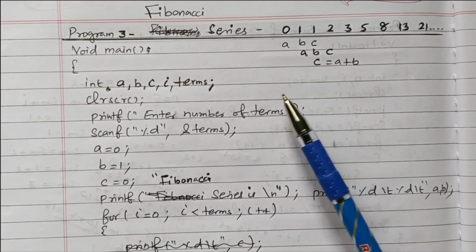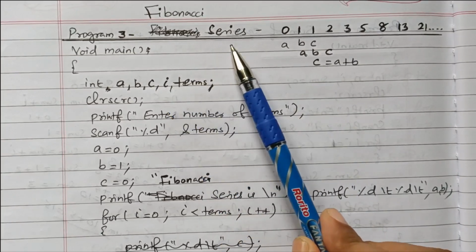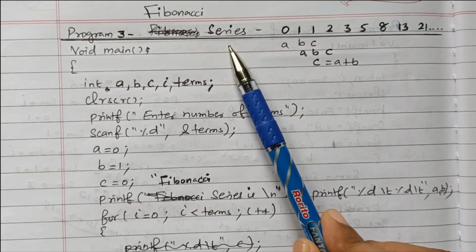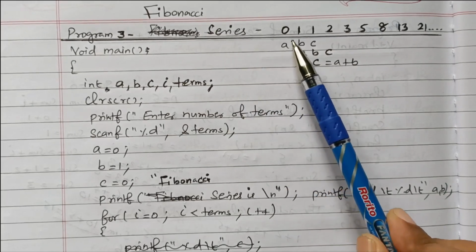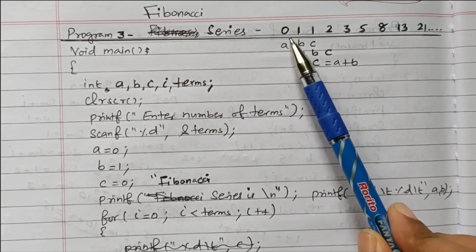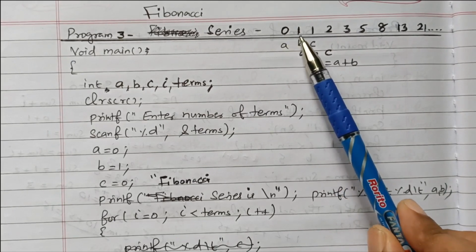Now we'll go to the topic: program to generate the Fibonacci series using C programming. What is the Fibonacci series? It's nothing but 0, the first number is 0, the second number is 1.